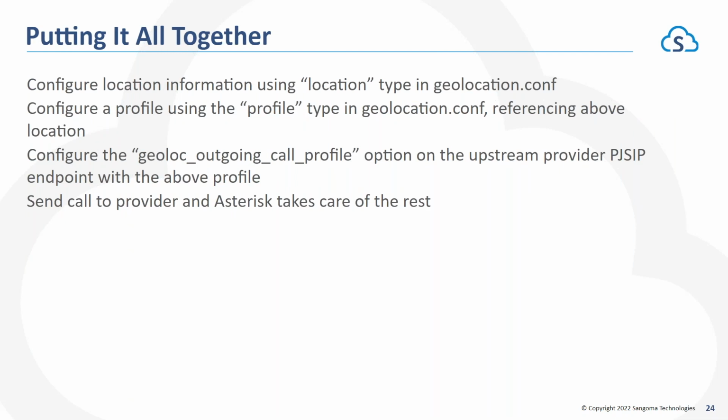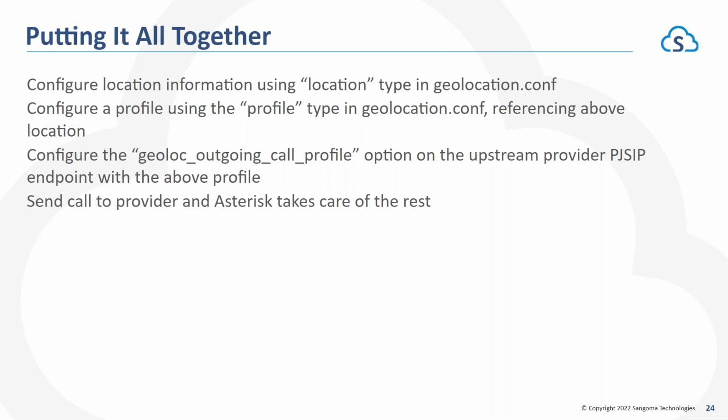So let's put this all together. You configure location information using the location type in geolocation.conf. You configure a profile using the profile type in geolocation.conf, which references the previous location, and then you configure the geolocation outgoing call profile option on the upstream provider PJSIP endpoint with the profile. You send the call to the provider, and Asterisk takes care of the rest.